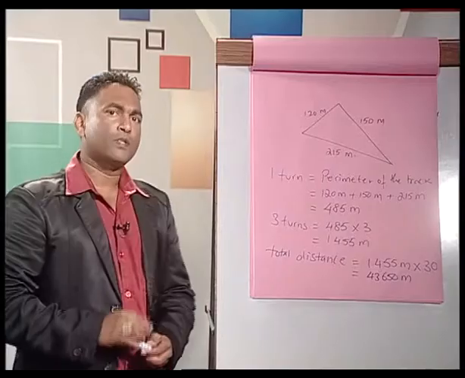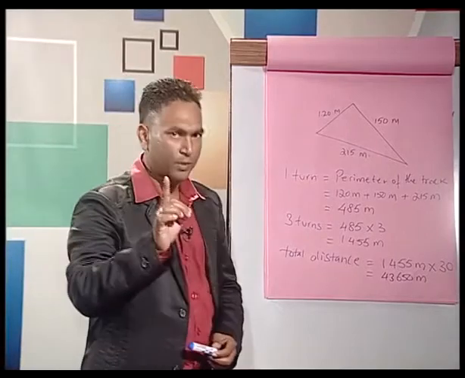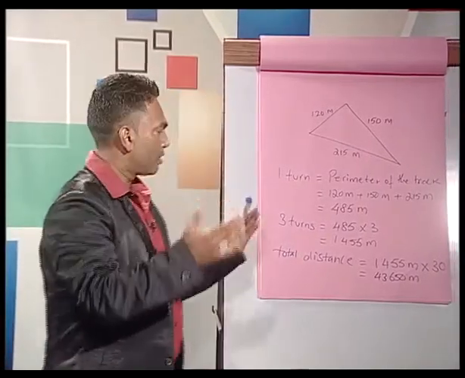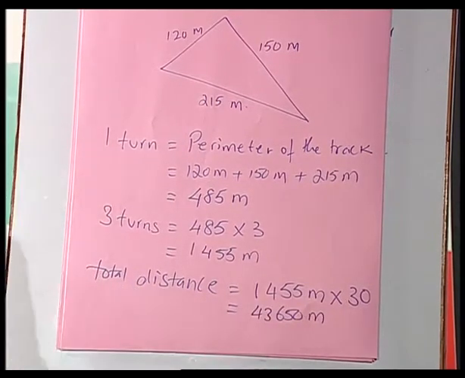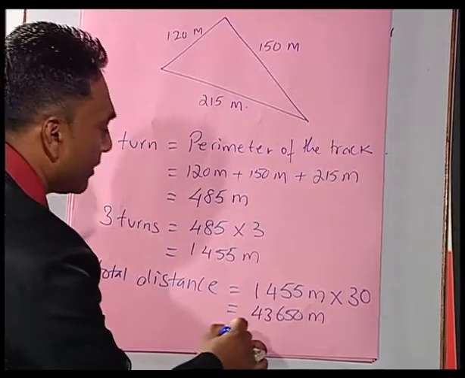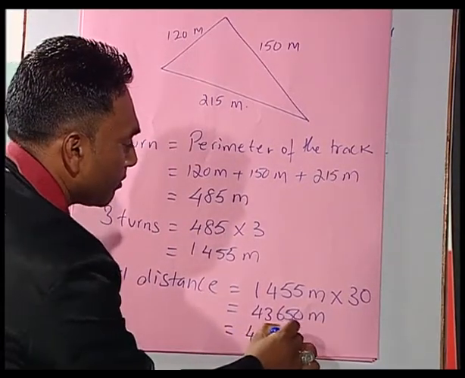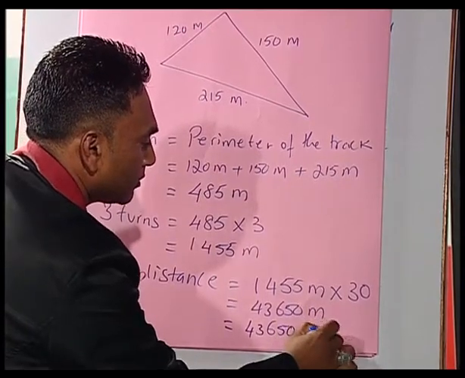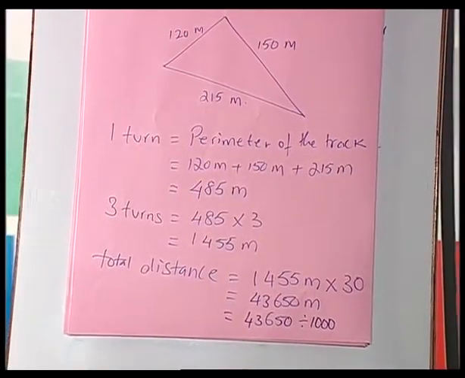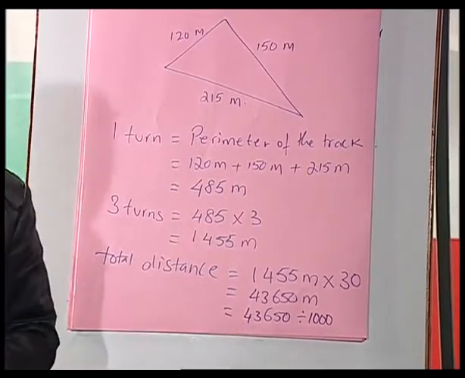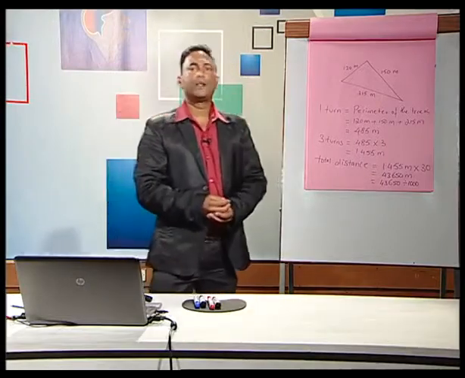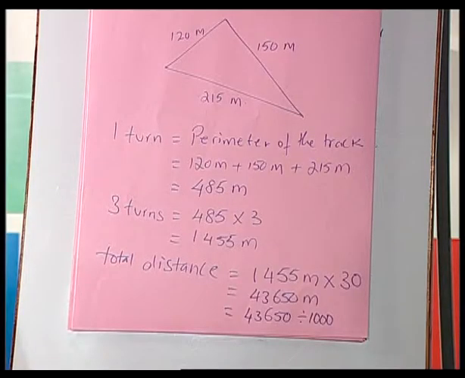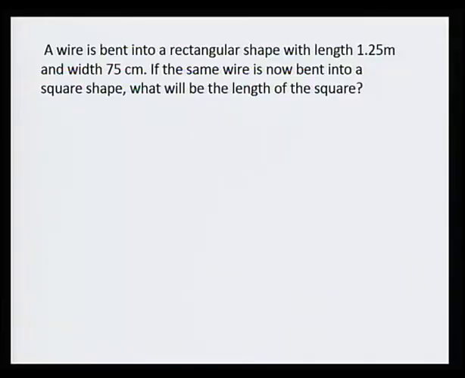You were also asked to give the answer in kilometers. Now remember, conversion between the various units of length. To convert meters into kilometers, we need to divide by 1,000. Okay, so you can perform the division to obtain the answer in kilometers. Okay, do it. The answer is 43.65 kilometers. So let's look at another example based on perimeter.